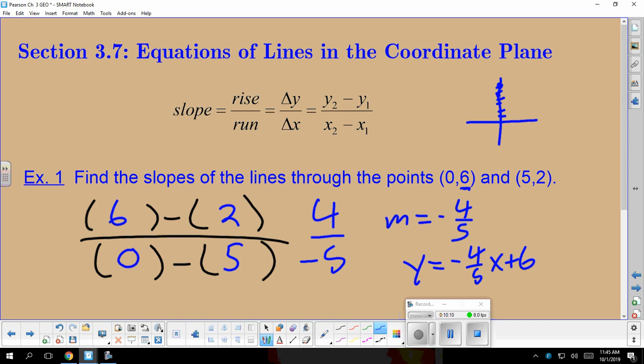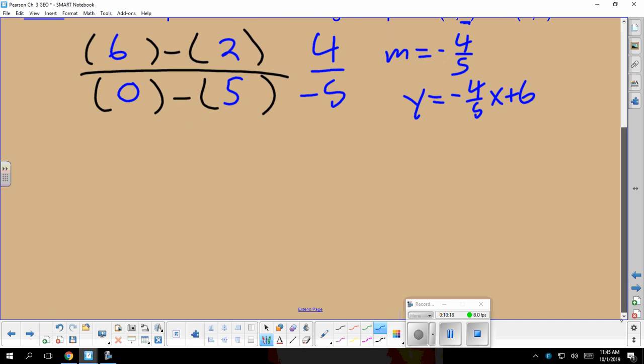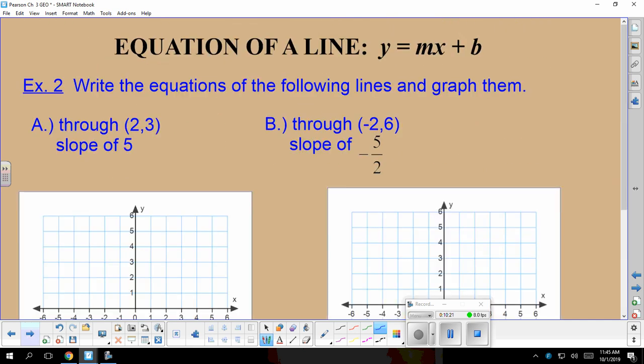Remember, part of our goal this year in reviewing algebra is to make us much more efficient at it, to be able to recognize them. All right. Next, write the equations of the following lines and graph them. You can use point slope form. You can put them in slope intercept form. We'll look at a couple of different ways to handle these. So take a second, see if you can do these. I'll run around and help if anyone's stuck.